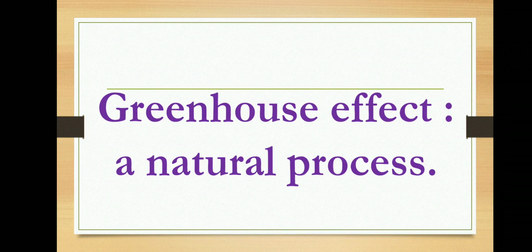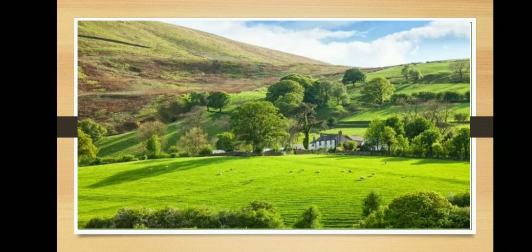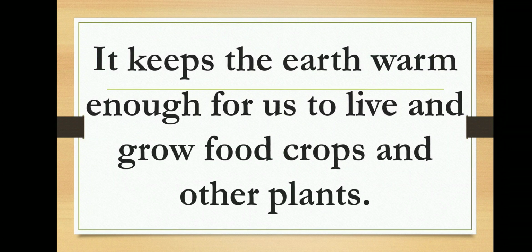Now another component which affects global warming is the greenhouse effect, a natural process. Children, the greenhouse effect is a natural process that warms the earth and this is needed. When the sun's energy reaches the earth's atmosphere, some of it is reflected back to space and the rest is absorbed and re-radiated by greenhouse gases. The absorbed energy warms the atmosphere and the surface of the earth. It keeps the earth warm enough for us to live and grow food crops and other plants.